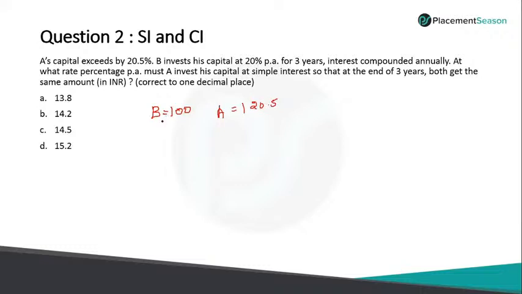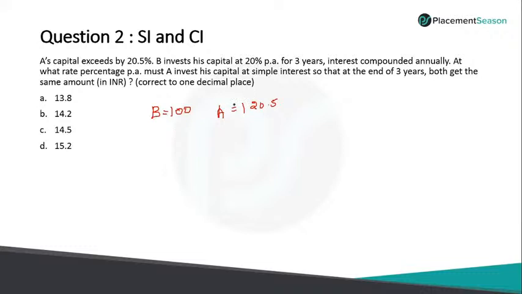Now I need to find the amount of B. To find the amount of B, I need the principal, the rate of interest, and the number of years. We have already considered the principal as 100, and the rest is already given, so we can easily find the amount of B. The amount of B should be equal to the amount of A. So let's get the solution now.